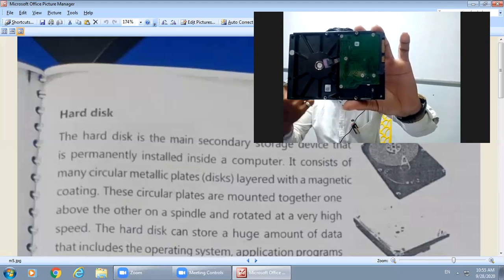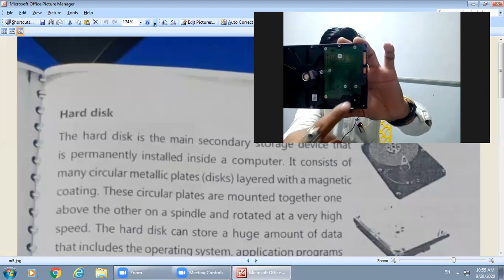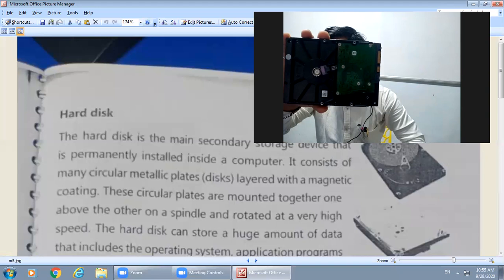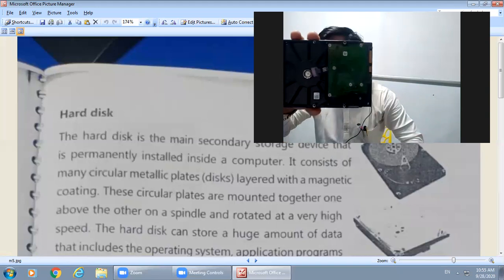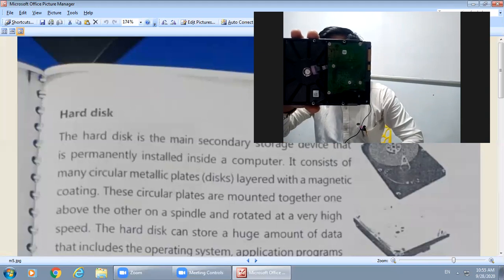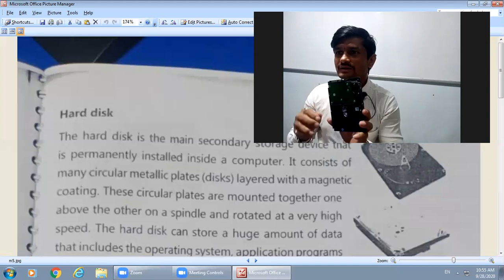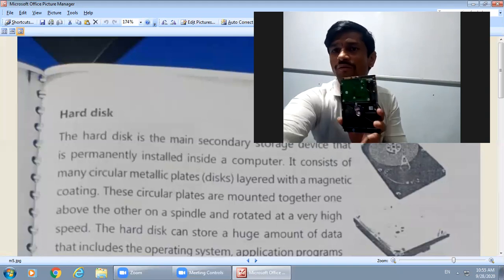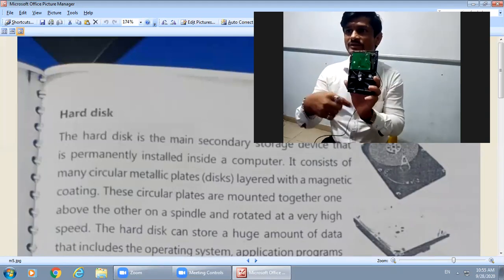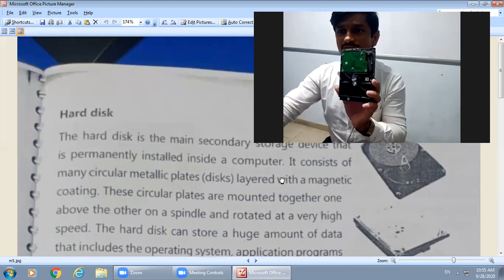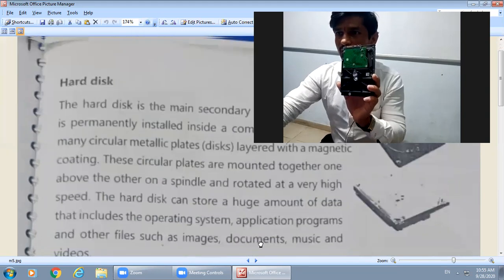These circular plates are mounted together one above the other on a spindle and rotated at very high speed. It will rotate inside that system. Whatever data is there will be accessed at very high speed, and you can see about that. Okay, I will show you about this.